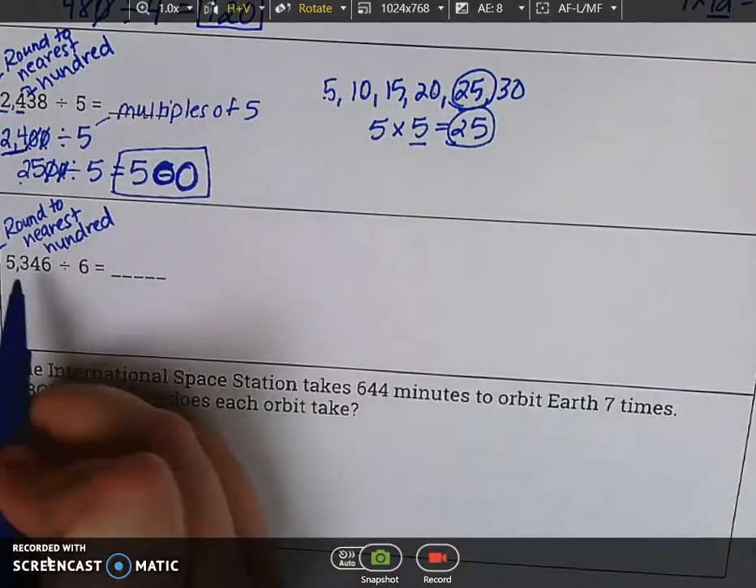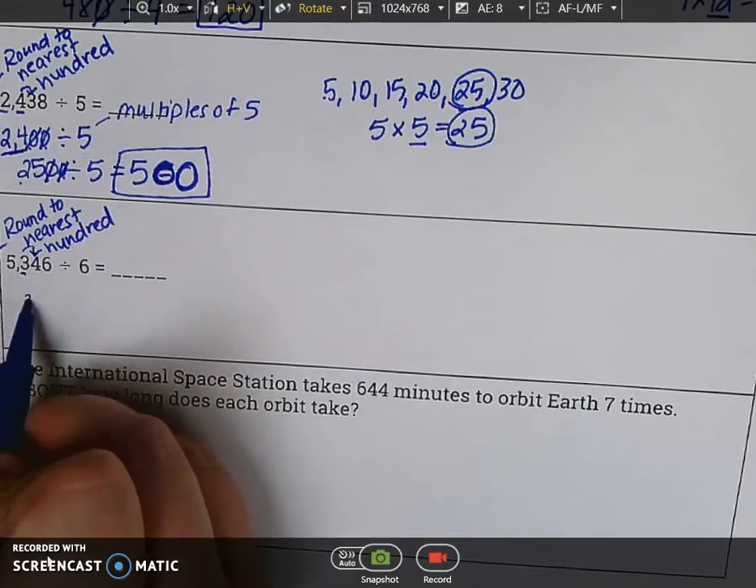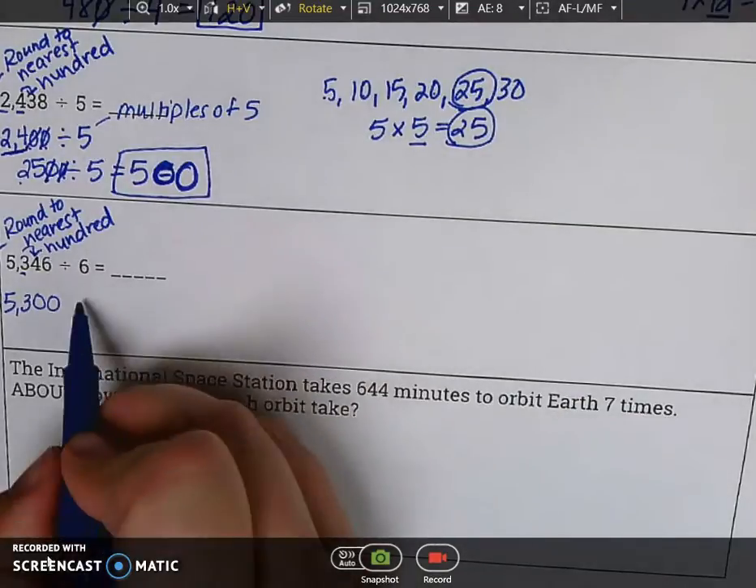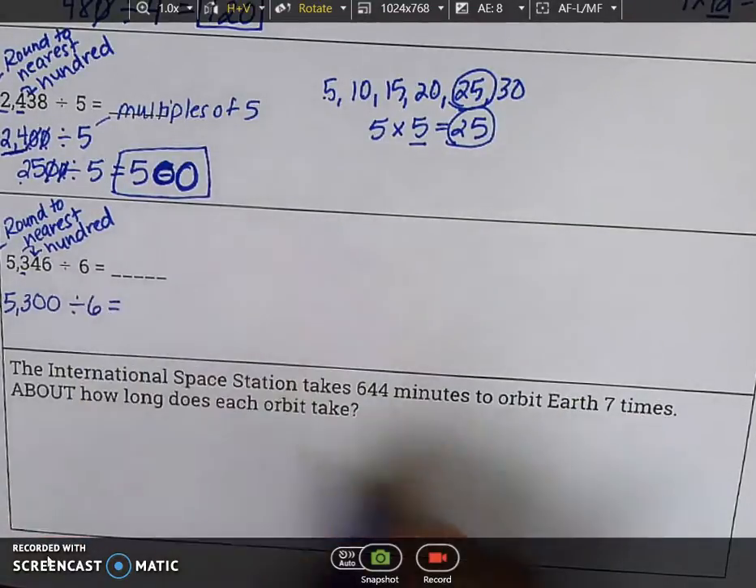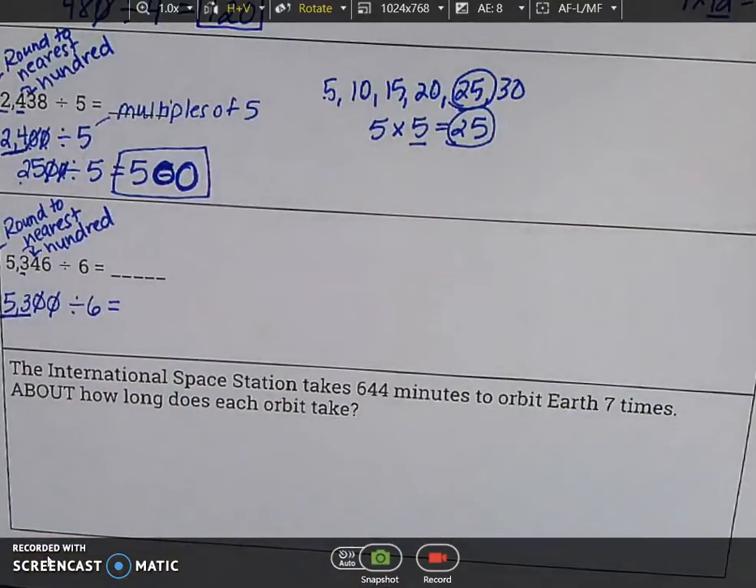Okay, so if 3 is in the 100 spot, I look to my right. That means my 3 stays the same. The rest turn to 0, and the numbers in front stay the same. So I'm doing 5,300 divided by 6. So forget these zeros, and I'm looking at this 53.